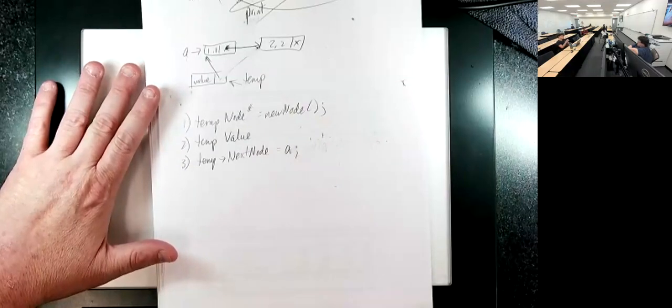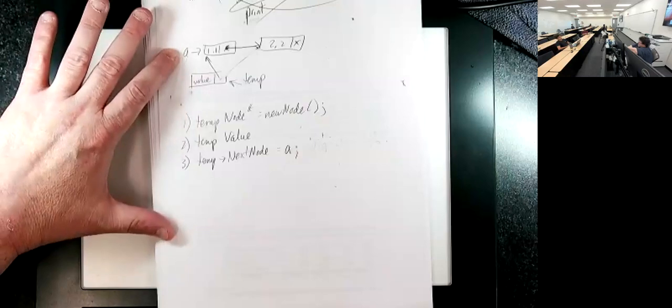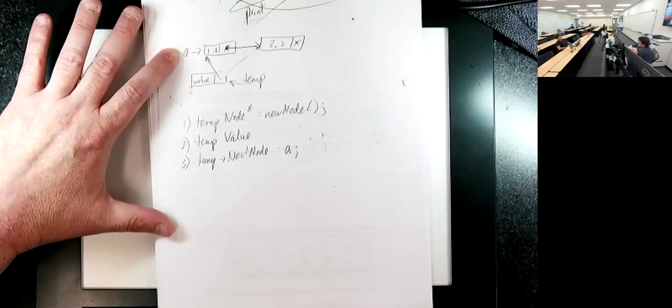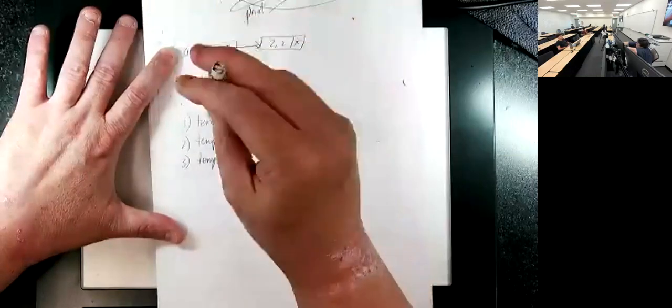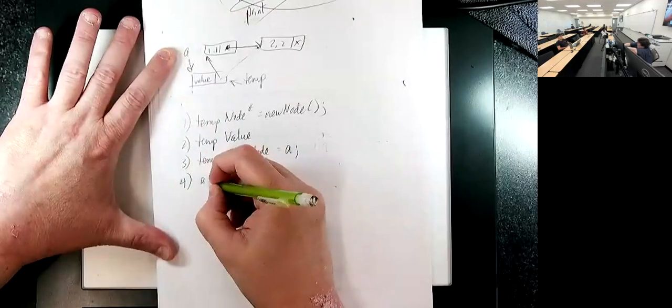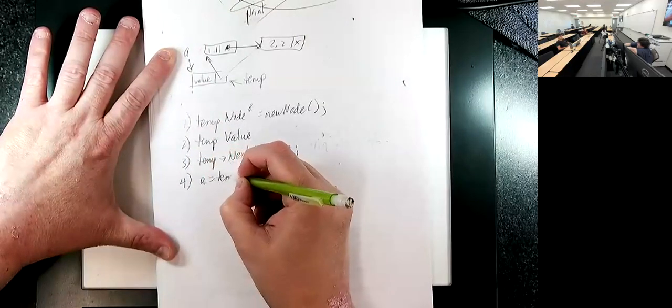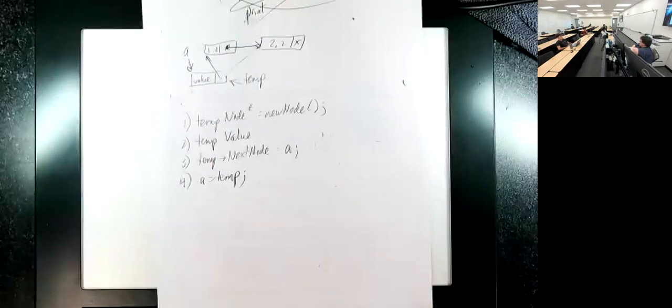Like whatever we named the parameter. Yeah, what do we name the parameter? I have it listed as A here. And then all there is left is to erase this arrow and point this over here. And so we'll say A equals temp. Does that seem like that'll work?